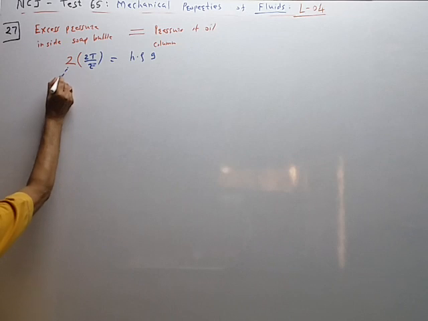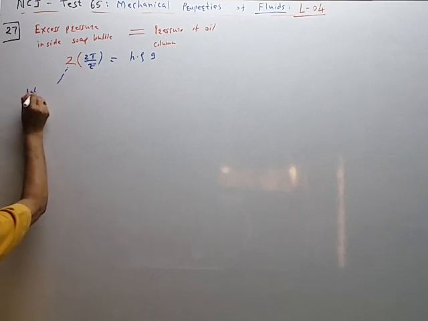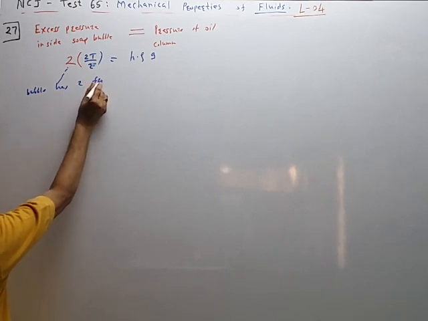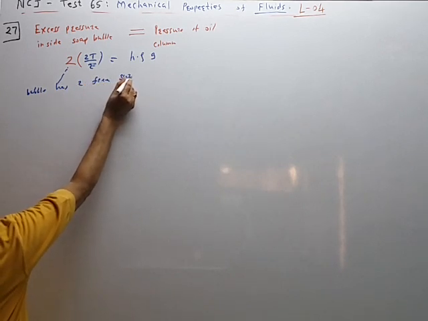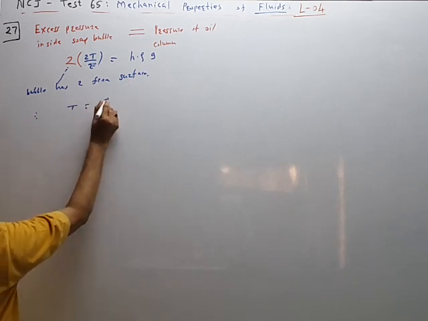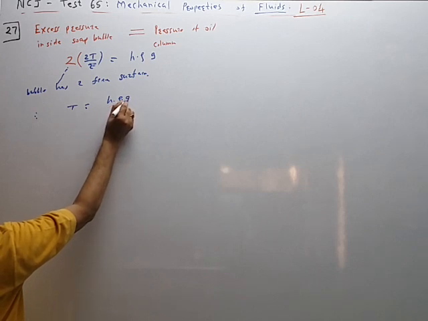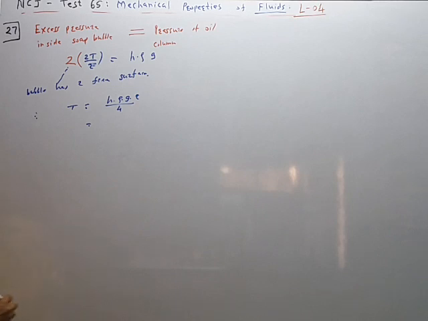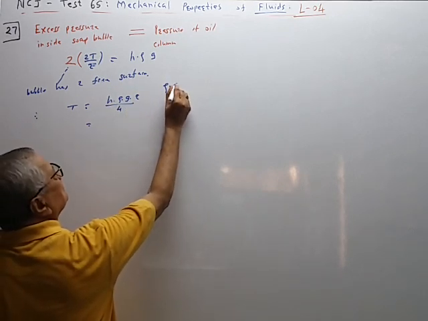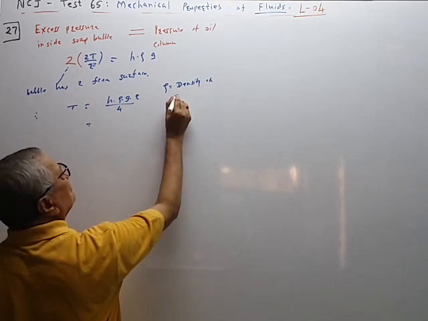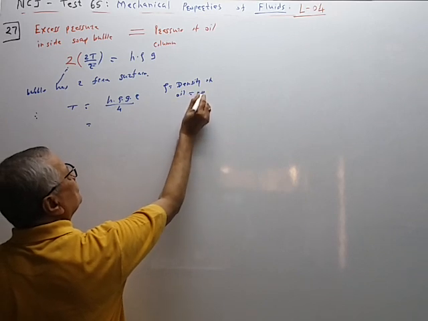This bubble has two free surfaces. Therefore, T is equal to H rho G R by 4. Rho is the density of oil, and it is equal to 0.8.